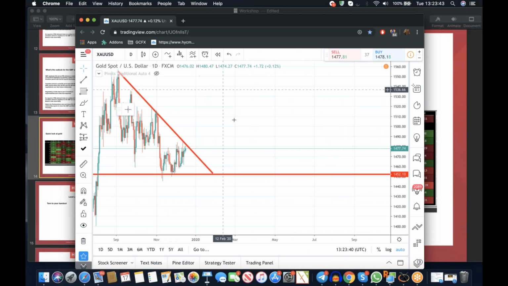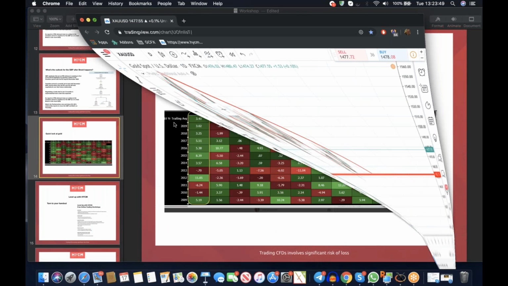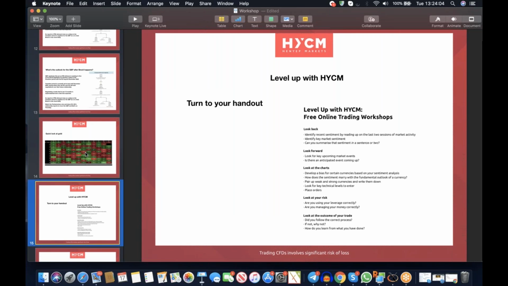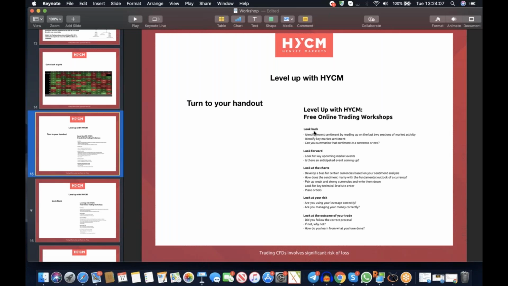I just share that with you so you can see what I'm doing and the reasoning for what I'm doing. I hope that is helpful, and don't forget those strong seasonal issues. I'm hoping the fundamentals, the technicals, and the seasonals all come together, and that's what I'm looking at. So don't forget your handout, and what we do in the handout, we always use the handout to look back, identify sentiment, identify key market sentiment. Can you summarize that sentiment in a sentence or two? That's what you always want to do, okay?